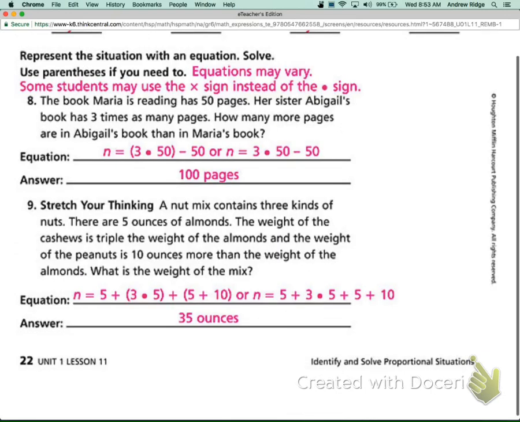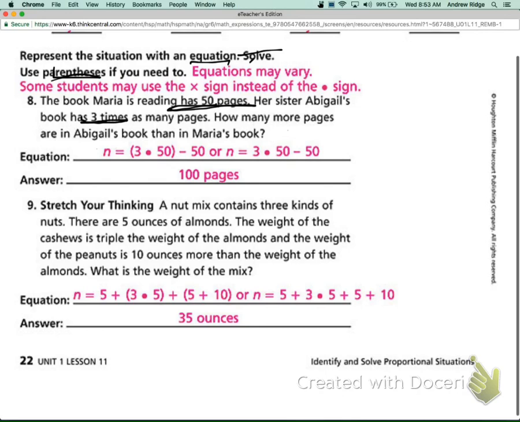Alrighty, represent the situation with an equation. Solve. Use parentheses if you need to. Alright, so the book Maria is reading has 50 pages. Her sister Abigail's book has 3 times as many pages. How many more pages are in Abigail's book than Maria's book?